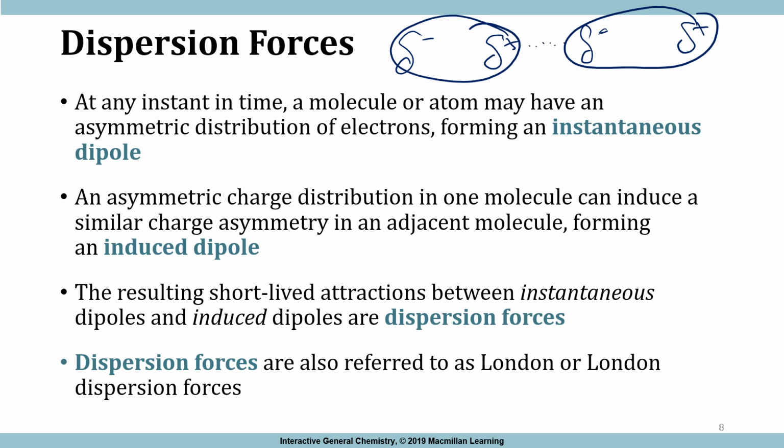So an asymmetric charge distribution in one molecule can induce a similar charge asymmetry in an adjacent molecule, forming an induced dipole. What we mean by that is, let's say one molecule all of a sudden has that partial positive or partial negative charge. Well, in doing so, it might induce the molecule next to it also to have that charge and force that attraction. So the resulting short-lived attractions between instantaneous dipoles and induced dipoles are called dispersion forces. And we also refer to these as London or London dispersion forces. So any of those three is the same thing as dispersion.